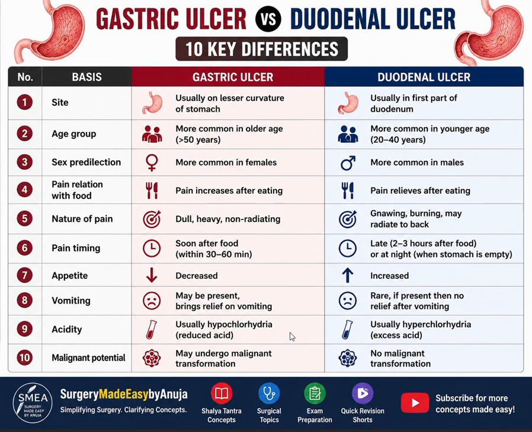There are no signs of acidity or gastritis in a patient of gastric ulcer, whereas in duodenal ulcer, the patient has excess acidity, chest pain, burning sensation, etc. The malignant potential is higher in gastric ulcer, whereas we will rarely see malignant transformation in a duodenal ulcer.